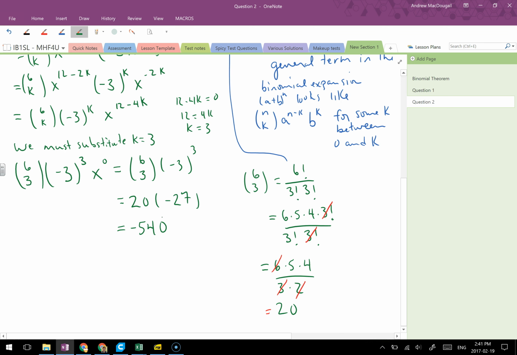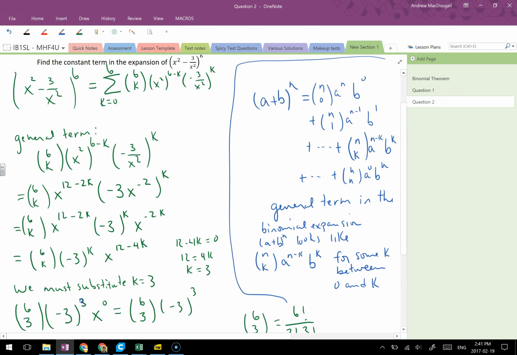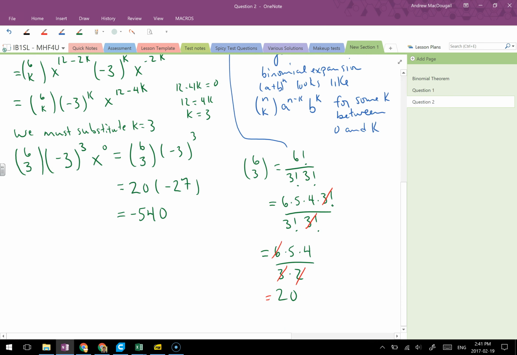So what does this mean? If we expanded (x squared minus 3 over x squared) to the 6, one of the terms, the term that doesn't have any x powers on it, would be negative 540.